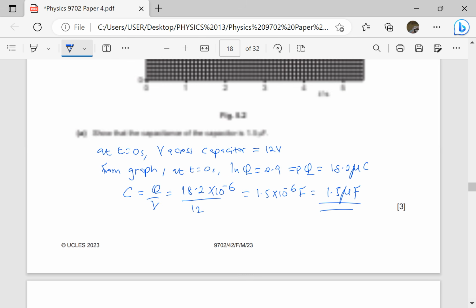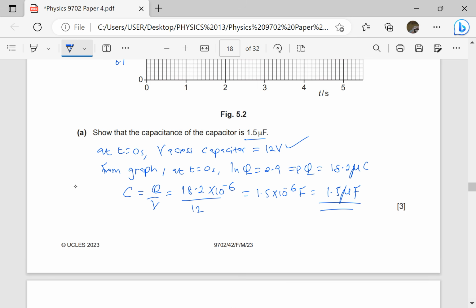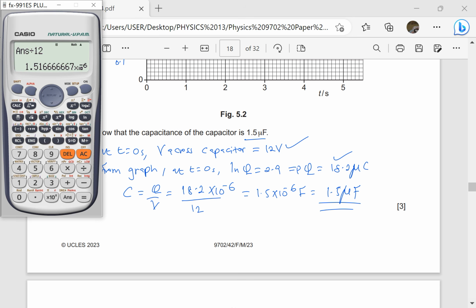Note very carefully that V across the capacitor when it is fully charged is the same as the battery supply, the voltage supply. And from the graph at t equals 0, ln Q was 2.9, which gave me Q as that. I just pressed my calculator, that shift ln.